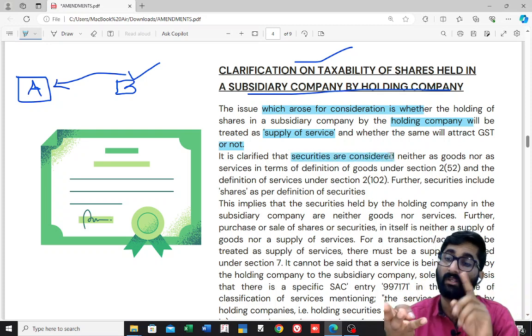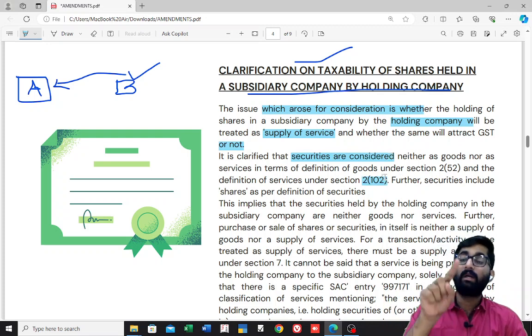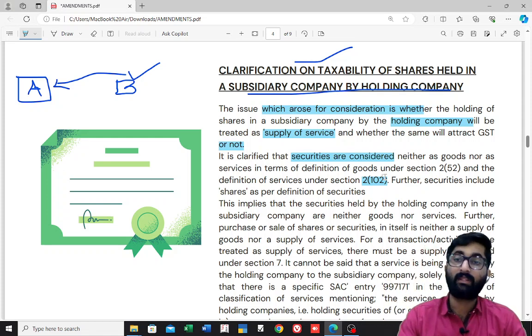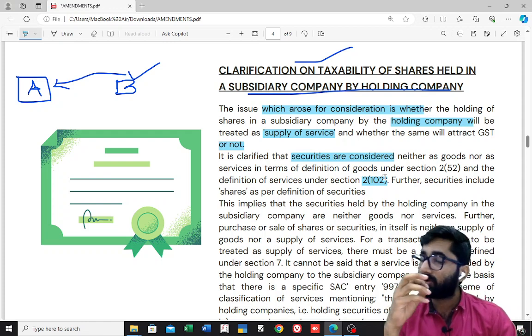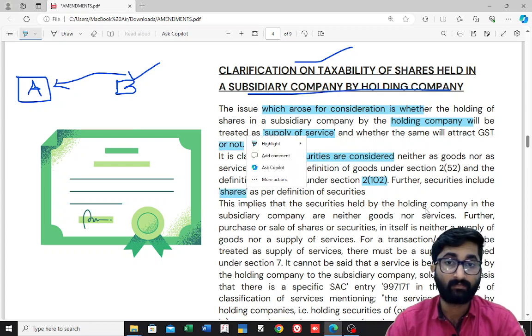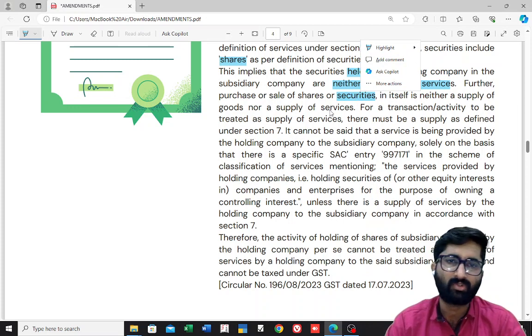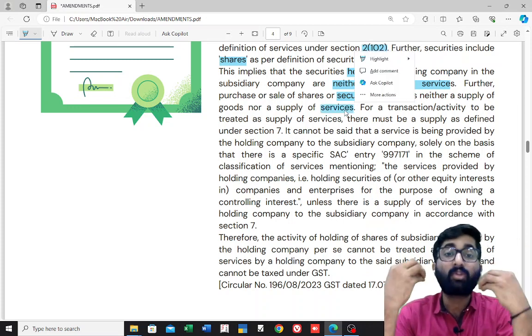We have discussed this in section 2(52) and section 2(102). In both cases, we kept securities and money out of the scope of the definition of goods and service. So securities are neither goods nor service. Further, securities include shares also. This implies that securities held by the holding company in the subsidiary company are neither goods nor service. Further, purchase or sale of shares or securities is in itself neither supply of goods nor supply of service, because it is neither goods nor service.